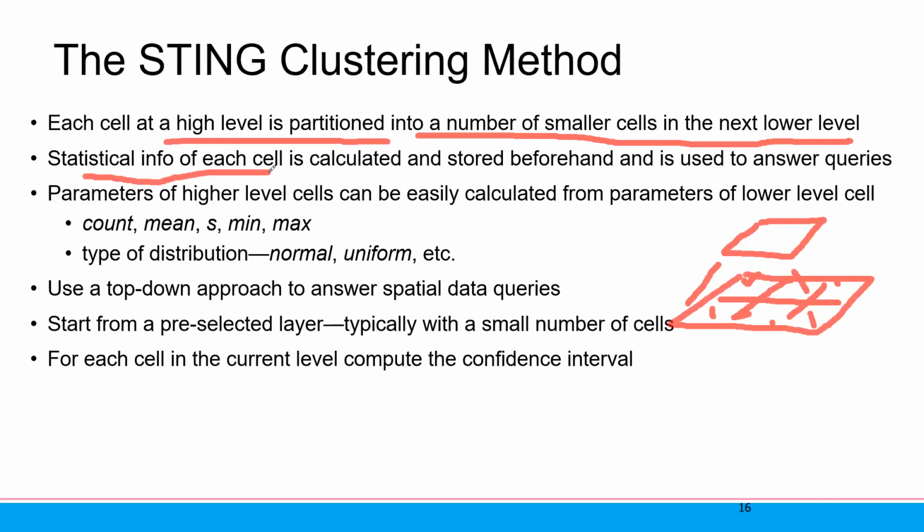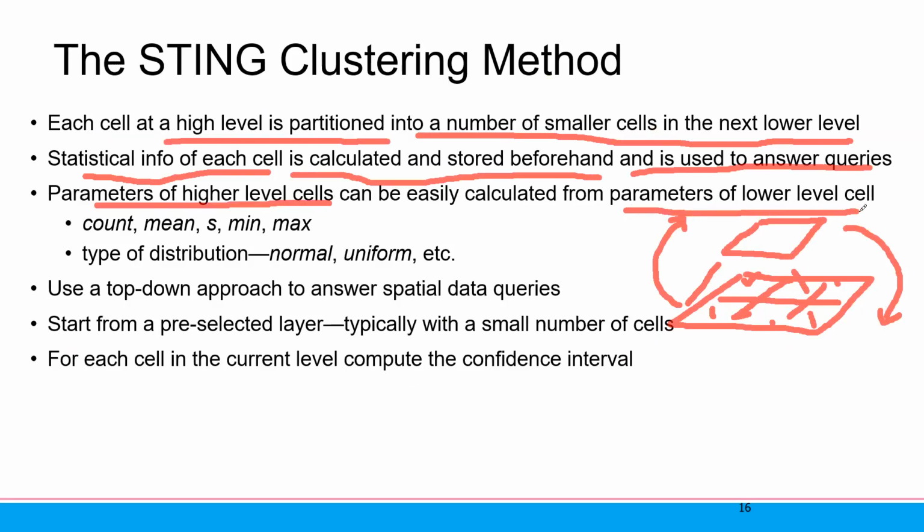The statistical information of each cell is calculated and stored beforehand, and it is used to answer queries. So sometimes we can go from the higher level to the lower level, or from the lower level to the higher level. Parameters of higher level cells can be easily calculated from the parameters of the lower cells. So let's say how many data, the count, or what is the average, the standard deviation, the minimum, the maximum. And we can also figure out the type of distribution, whether it is normal or uniform distribution, etc.